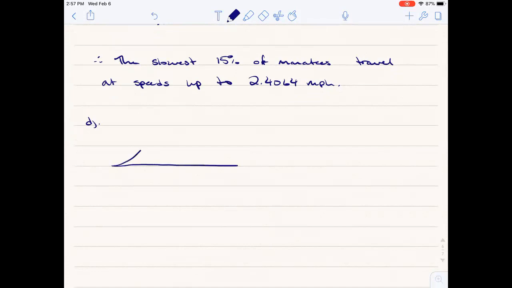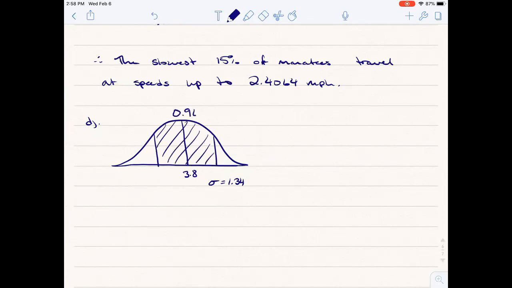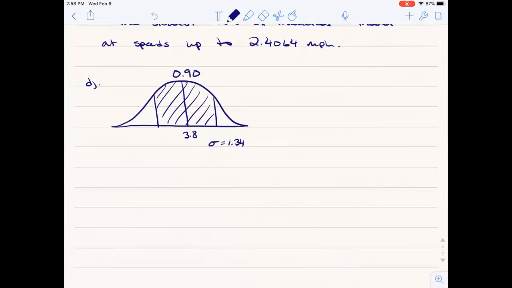So part D starts the same way, right? Normal distribution centered on 3.8, sigma is still 1.34. And now we want the central 90%. So somewhere between here and here, we're going to force this area to be 0.90. And this is going to be some x lower and some x upper.